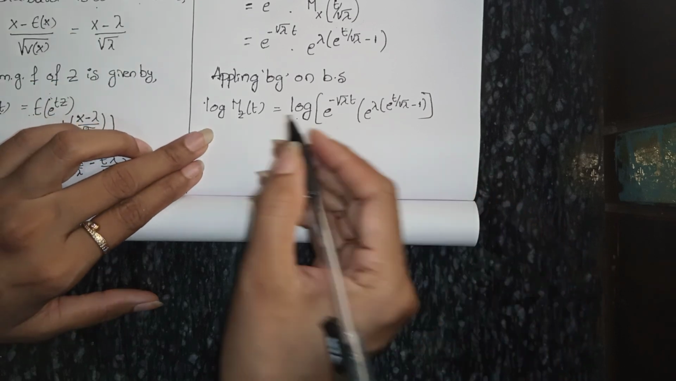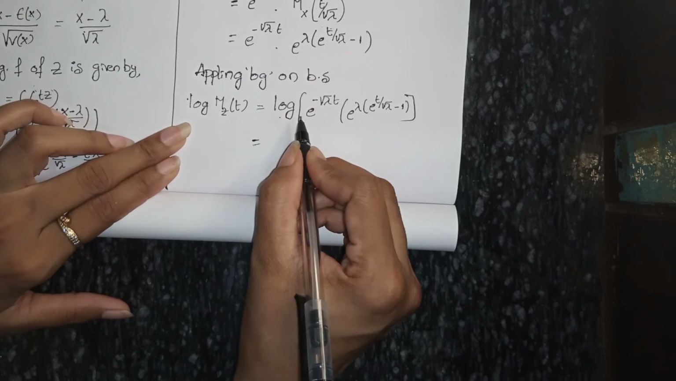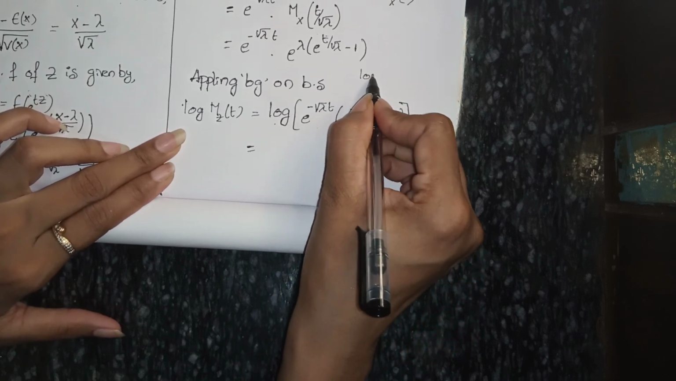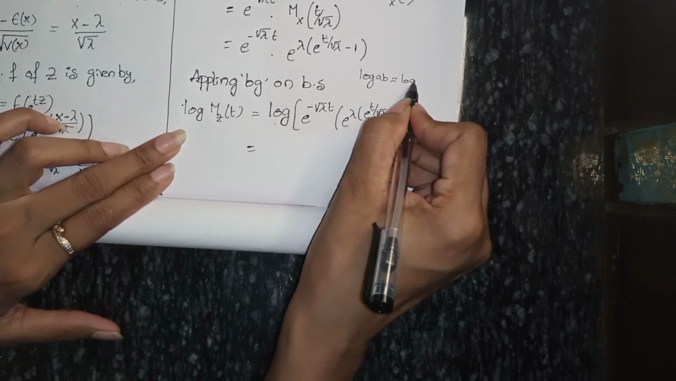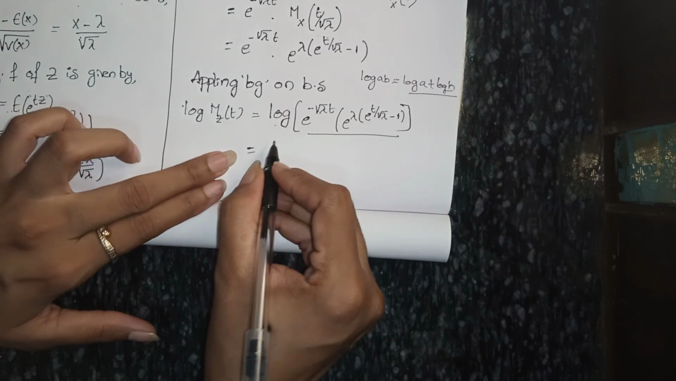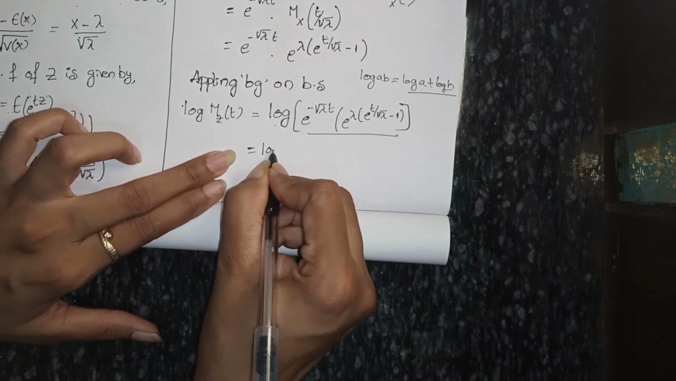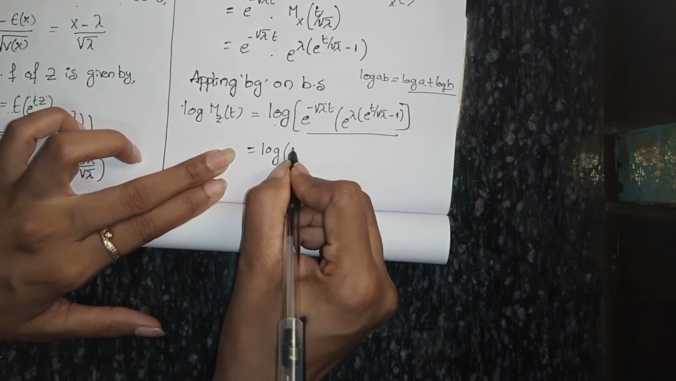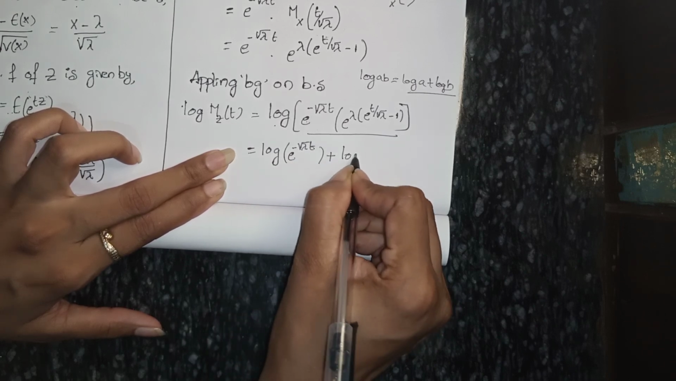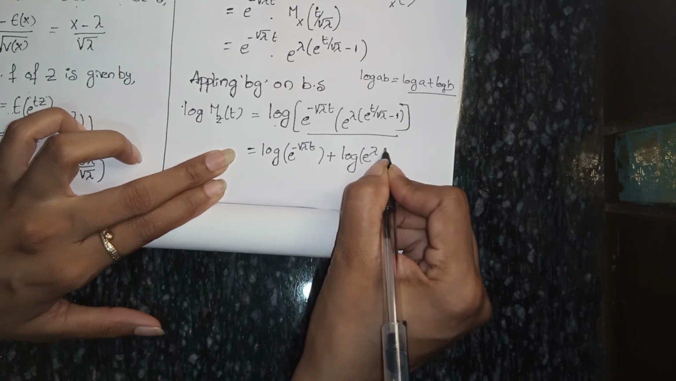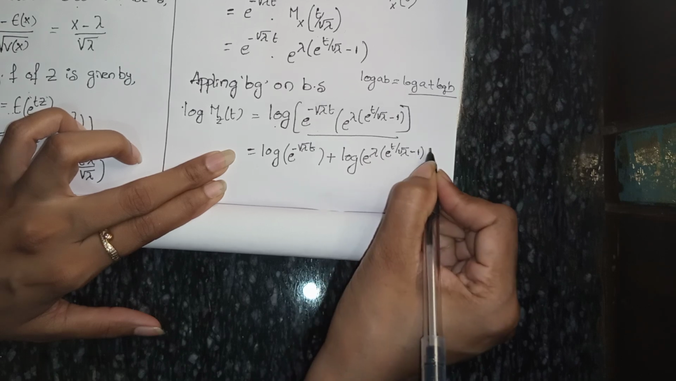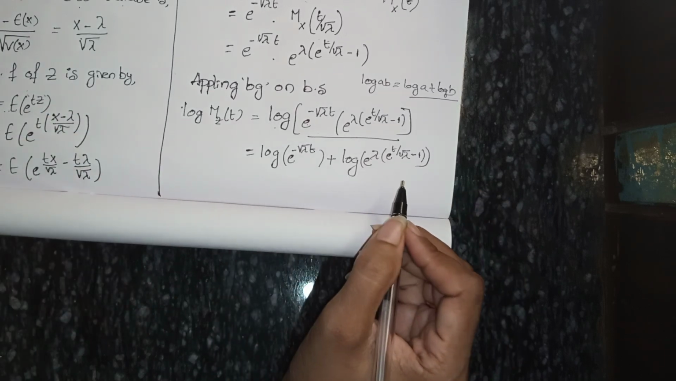Now here, log a into b formula is nothing but log a plus log b. So we are going to implement the same formula here. So log of a, in the sense this one, e to the power of minus root lambda into t, plus log of e power lambda into e power t by root lambda minus 1. So this is log a plus log b.